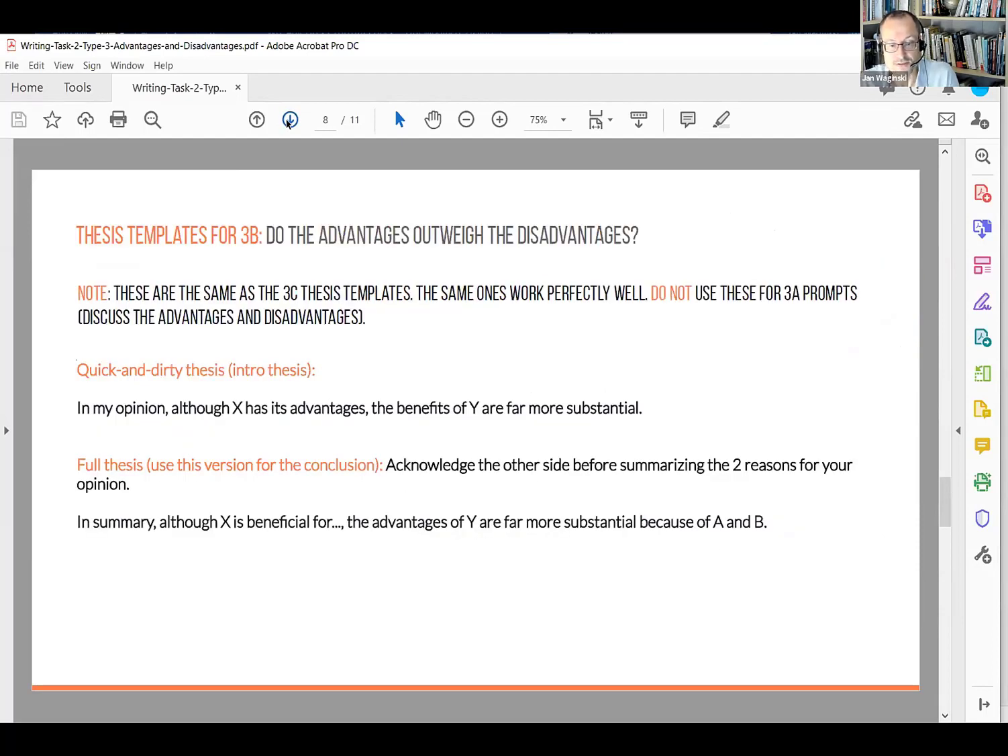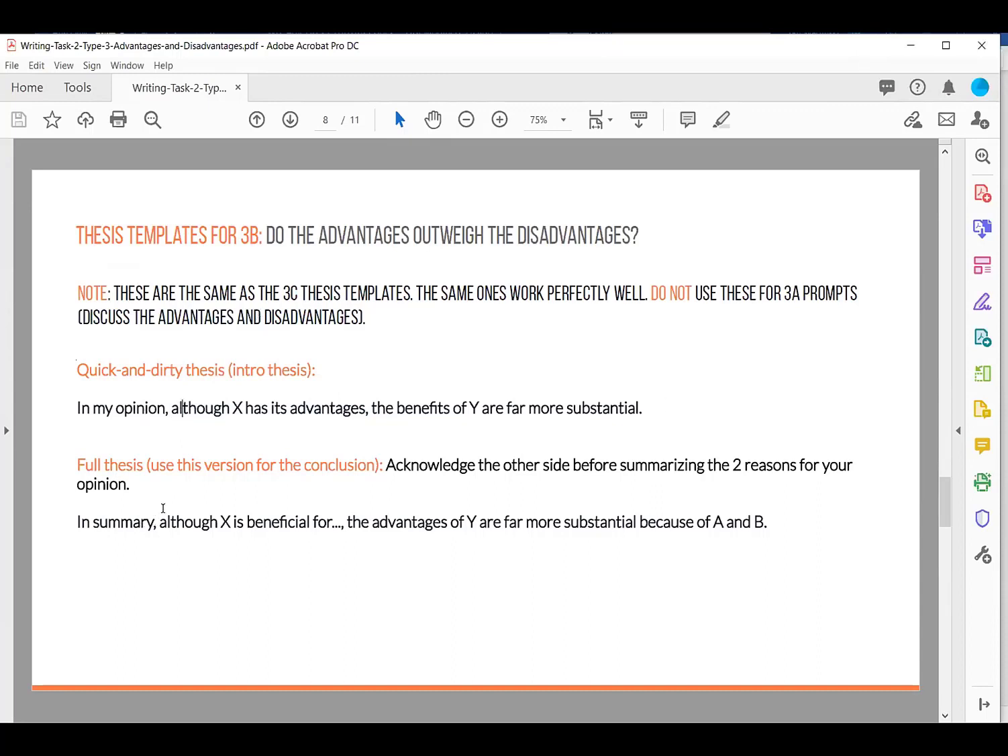Here's some thesis templates for style 3B, and these are the same as the ones for 3C. They both work perfectly well, so you only need to memorize one type. In my opinion, although X has its advantages, the benefits of Y are far more substantial. So notice here, we're only very briefly mentioning one side. And that's as far as we need to go. So this is like a quick and dirty thesis that you can use for your introduction.